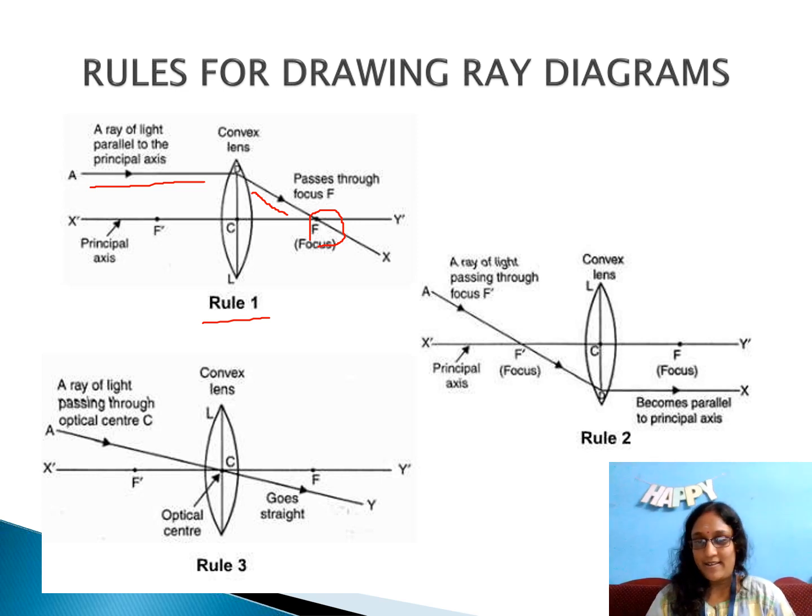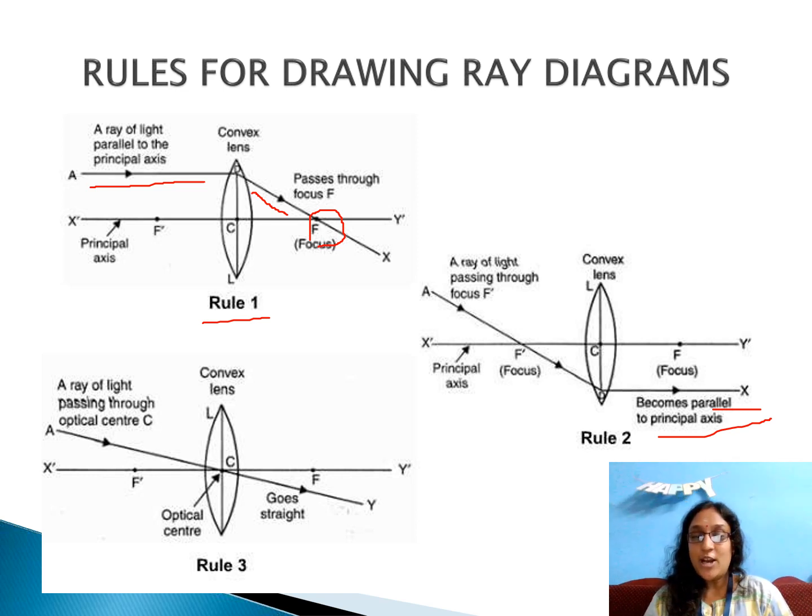It's as simple as that. What will be your rule 2? A ray of light passing through the focus. Whenever a ray of light passes through the focus, after refraction you will get a ray which is parallel to your principal axis. Can you see? Parallel to your principal axis. That will be your rule number 2.